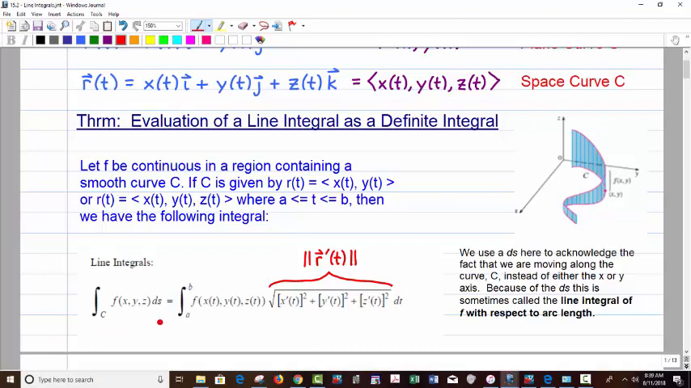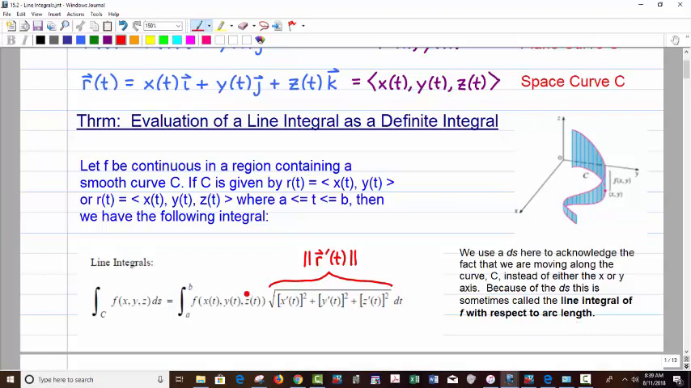Okay, let's see. So f of x, y, z ds. Now instead of either dA or dV, like we've had before in multiple integrals, we have ds, and it's just going to be one variable. It's going to be parameter t. And let's see what it says. ds talks about moving along the curve, not the x or y axis. ds is sometimes called the line integral because of that, the line integral of f with respect to arc length.